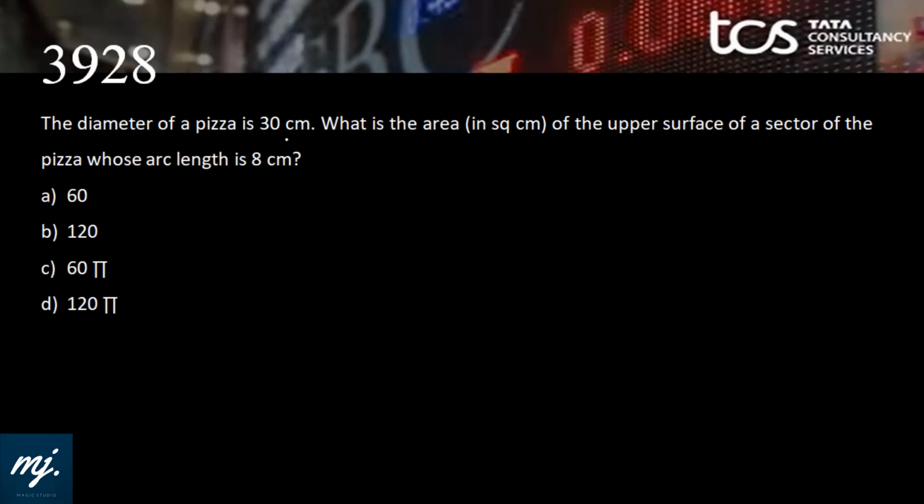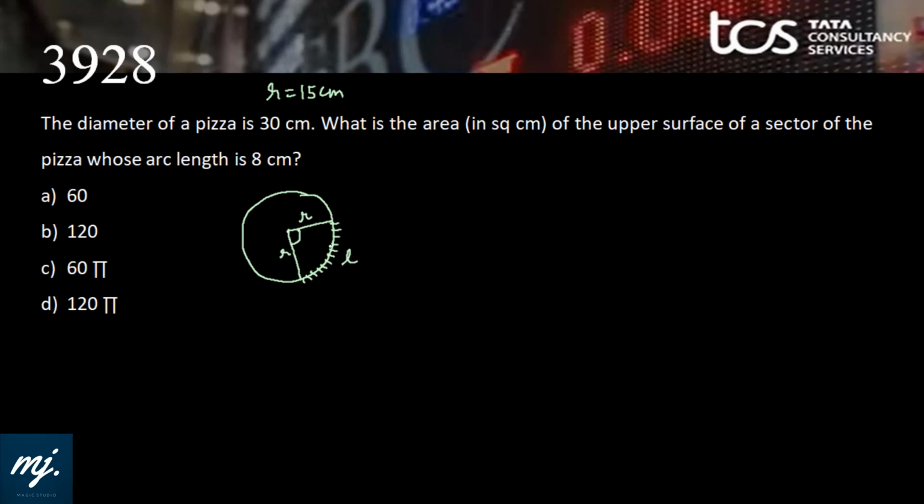The diameter of a pizza is 30 centimeter. Normally, if the pizza is given, we will consider this as a circular figure. Diameter is given, that means radius is 15 centimeter. What is the area of the upper surface of a sector of a pizza whose arc length is 8 centimeter? Let's devise some formula for this. Radius is R and this length of the sector is L.